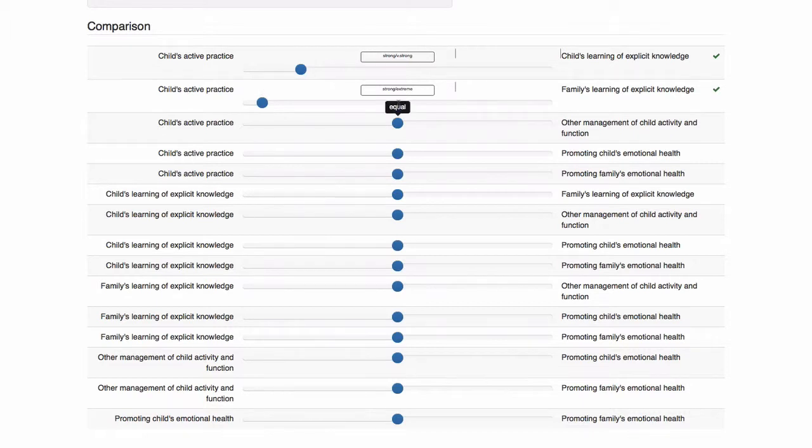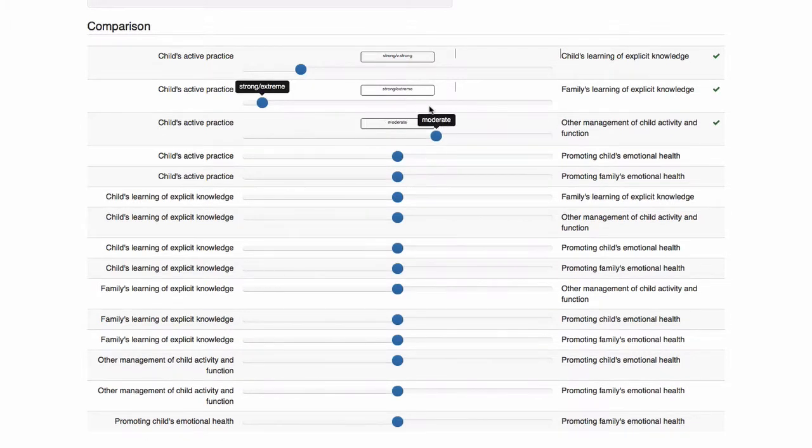Next slider, child's active practice against other management. So this other management would include tone, posture, seating, and so on. As I mentioned, this young person, we've provided an AFO, an ankle-foot orthosis, but for the sake of argument, let's say that we provided that last week, so that's not really a focus this week. So again, I'm going to move this slider well out to the left.